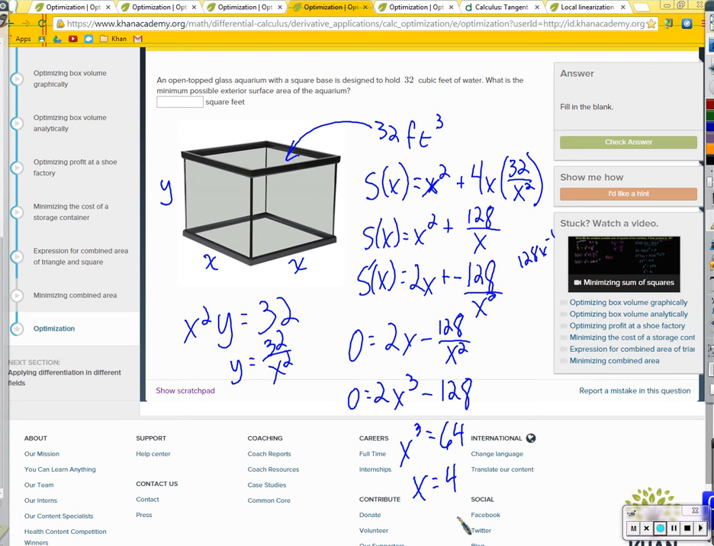So we just take this and plug it into the surface area function, which maybe is a little easier there. So what? 16 plus 32? So 16 plus 32, what? 48. 48 square feet. Get a function, take the derivative, set it equal to 0, solve for x. Then make sure that x is what they want, or if it isn't, find what they want.